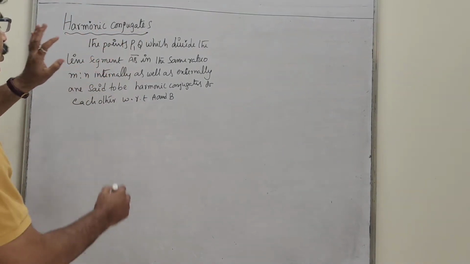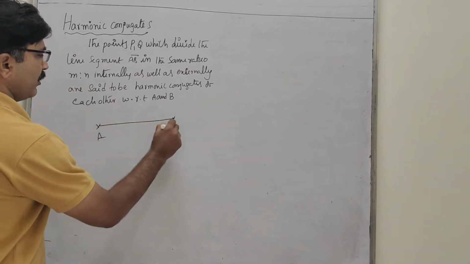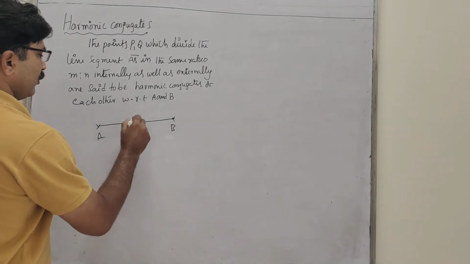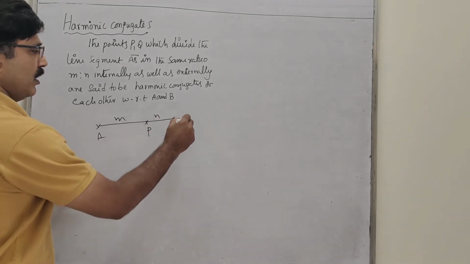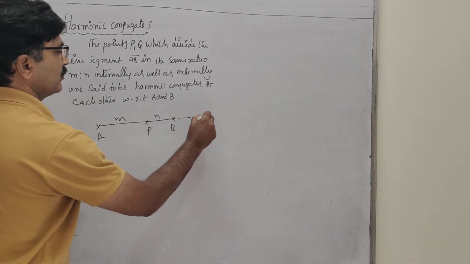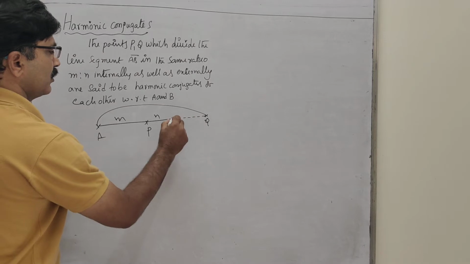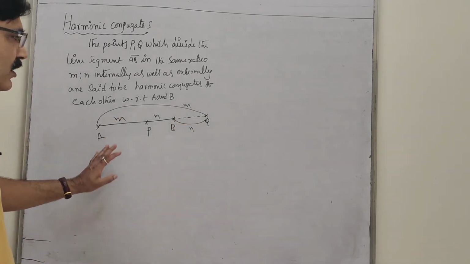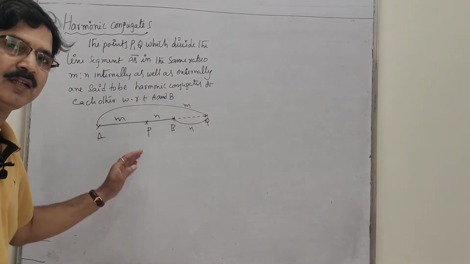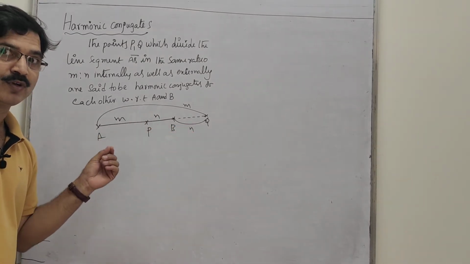What is that? Two points. You see here P and Q are two points. If you take AB, P divides AB internally in the ratio m is to n, and Q is another point that divides AB in the m is to n ratio. One is internal, the other one is external. Therefore, we can say that P and Q are harmonic conjugates.